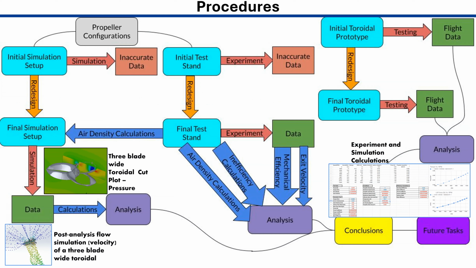This is a diagram from my project journey. I started with 9 different propeller configurations that the simulation and testing were conducted on. The initial simulation test setup and the test stand generated inaccurate data, and I had to redesign them. With the redesigned simulation and test stand, I got accurate data and was able to perform mathematical calculations to get important numbers, such as efficiency.